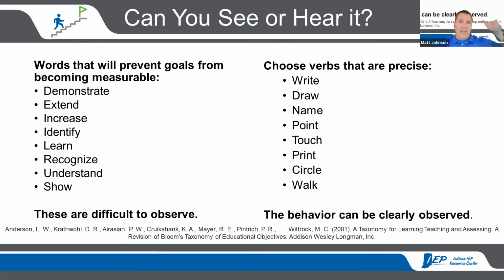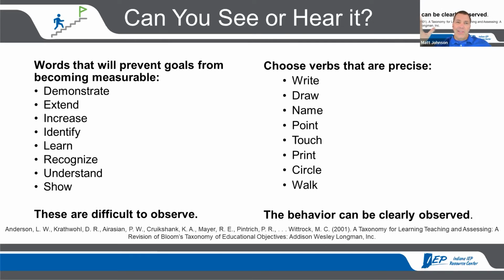A lot of folks find this little slide really helpful to help us be clear in our goals as we write them. So hopefully you can see that. Words that can prevent goals from becoming measurable. And I catch myself on this one all the time. I'll use "identify." Student will identify the main idea after reading a grade level passage, 4 out of 5 times, or whatever we have to say about it. The issue there is, how do you propose they identify it?